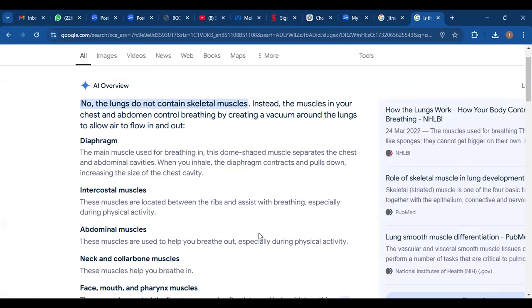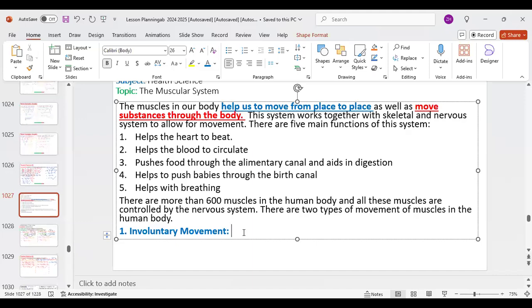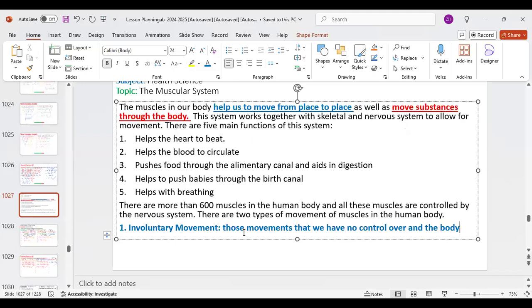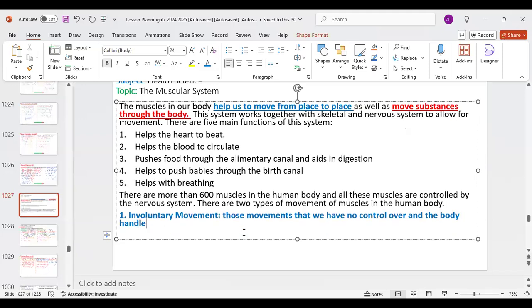Now let's move on to involuntary movement. Involuntary movement is a movement that you have no control over. Those movements that we have no conscious control over, and the body handles automatically.